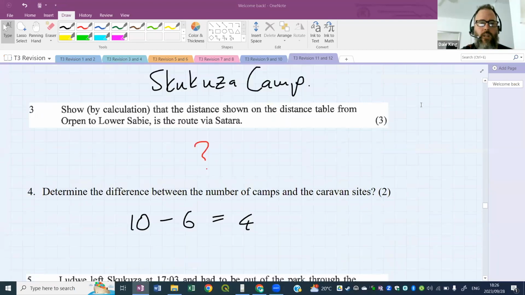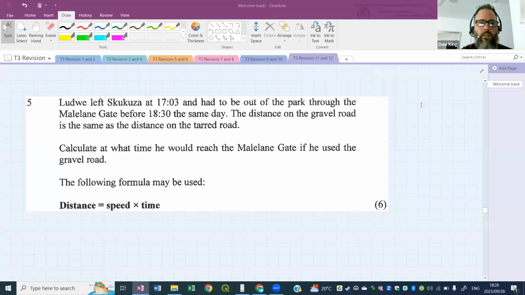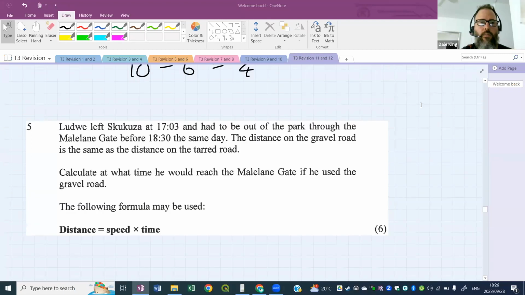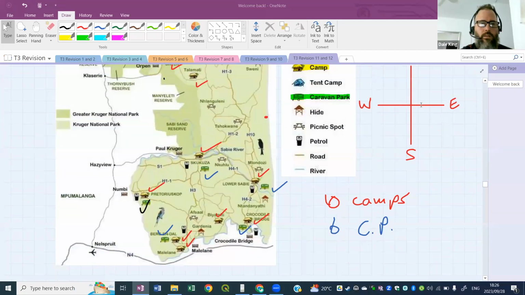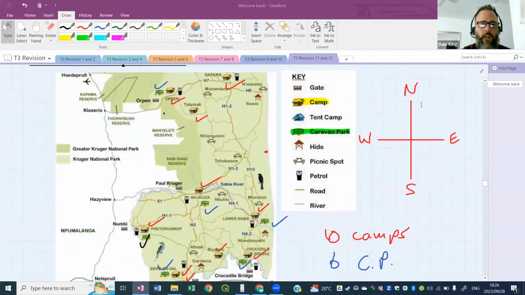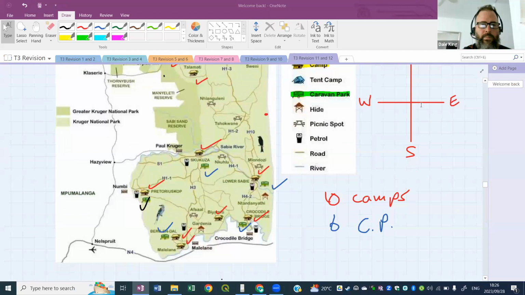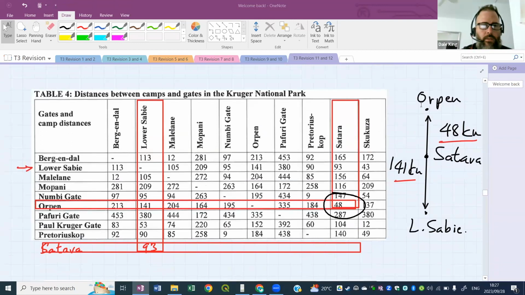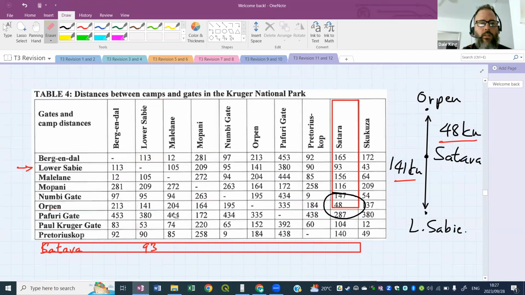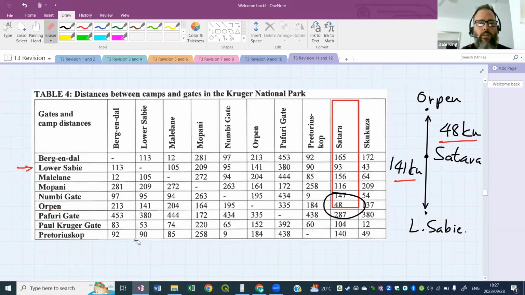All right, so we're looking at Skukuza and Malelani gate. Skukuza and Malelani gate. All right, there we go. I wonder if we have, surely this has got to come from the table. All right, here it is. Okay, we've got to use this table.